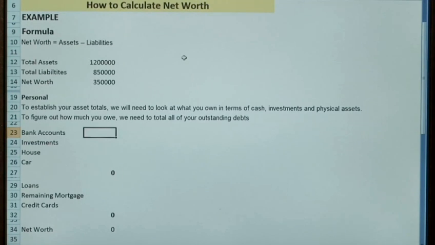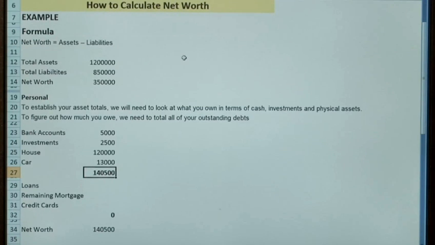So for example, we could say in this case we'd have £5,000 in our bank accounts. We'd have £2,500 of investments. We've got a house that's worth, say, £120,000. And then we've got a car that's worth, say, £13,000. We say that our assets are worth about £140,000.